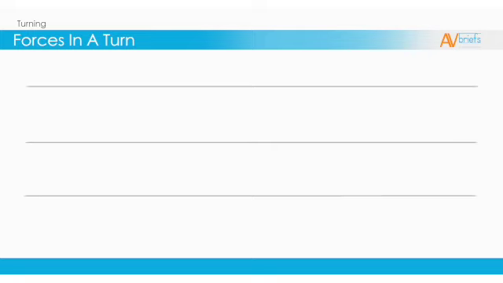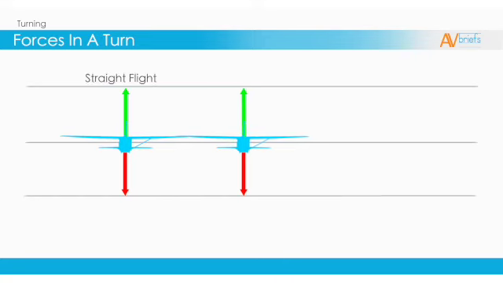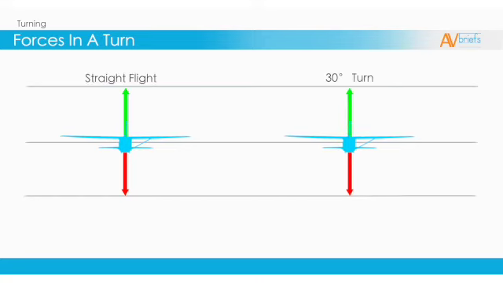In level flight, as you now know, the forces are in equilibrium. These forces are required to remain in equilibrium during the turn. Let's take a 30-degree turn. It's a standard bank angle for visual flight. You'll be doing plenty of these throughout your training.